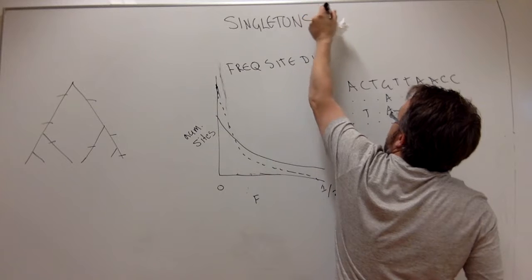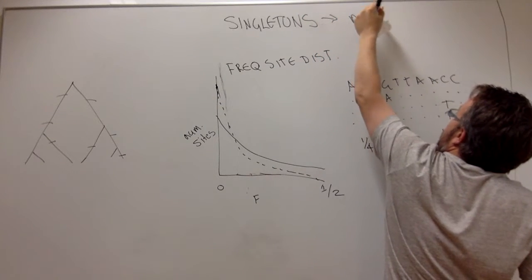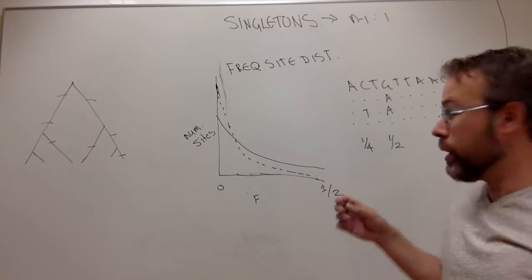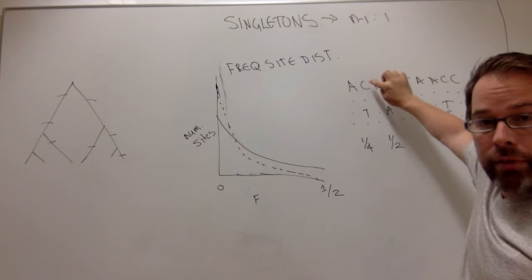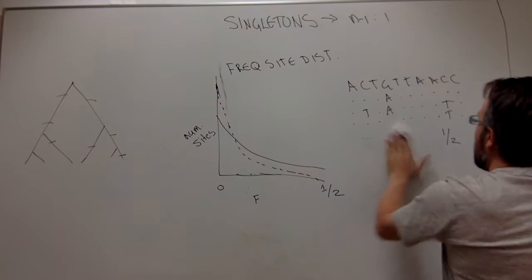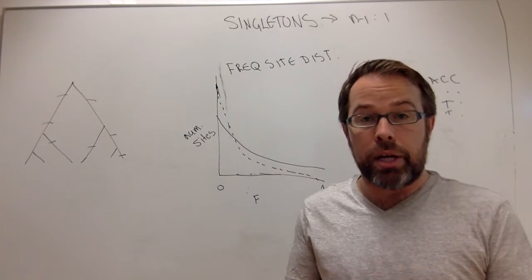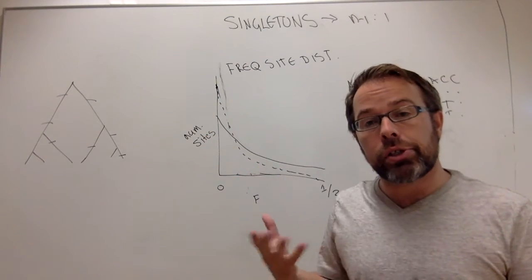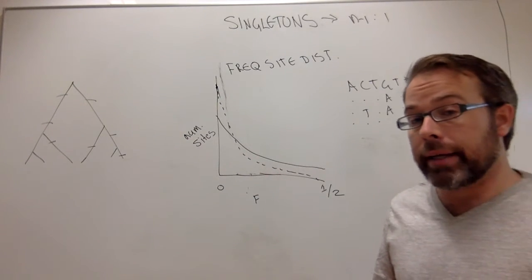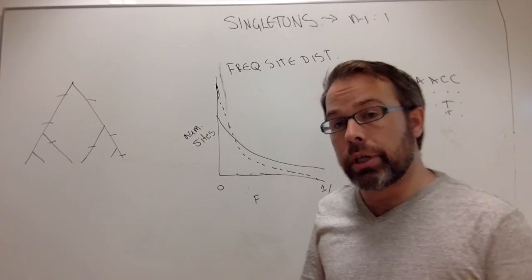So singletons are cases where n minus 1 of our sample has one allele, and one of our samples has a different allele. So here, n minus 1, 3 have the C, but 1 has the T. And my main goal here is first to show you something that is actually a major output of the coalescent, but also to show you how we can start to use these very dry mathematical equations to actually generate some particular expected results.